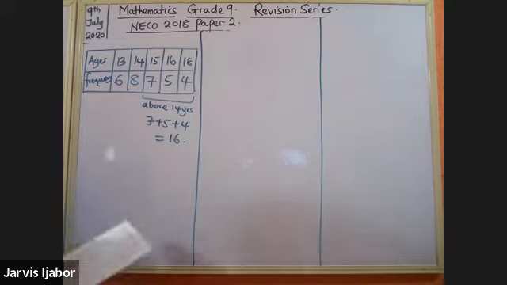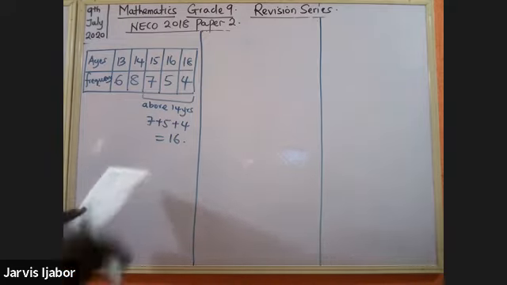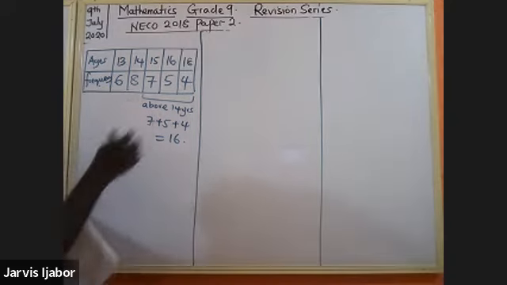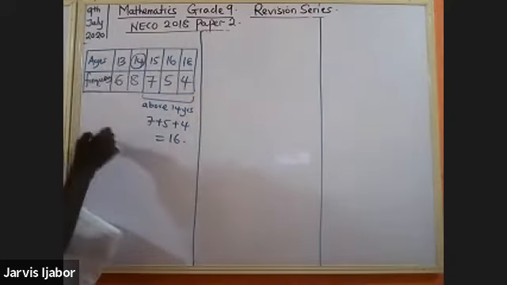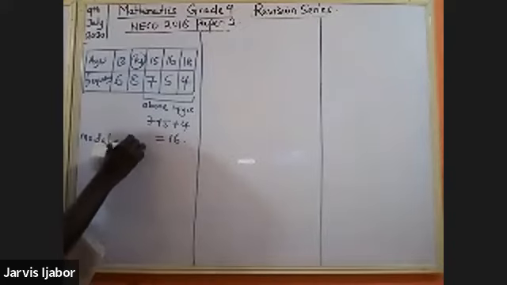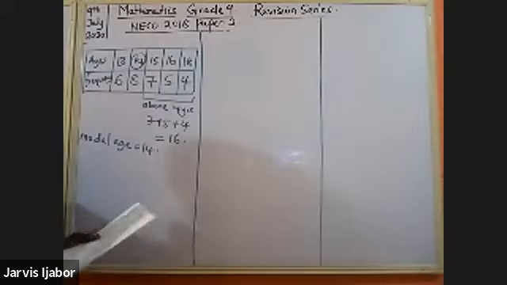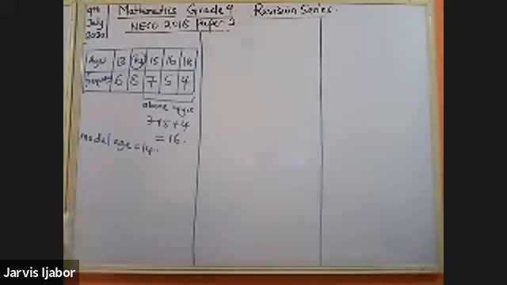Good. Now for 53, it says, find the sum of the modal age and the median age. The modal age is what? So modal age is equal to 14. Now, it says the median. So what would the median age be?